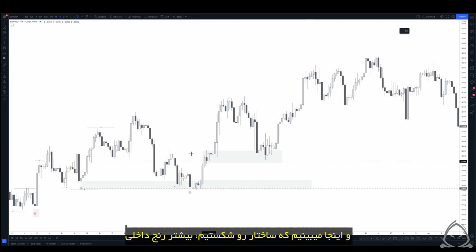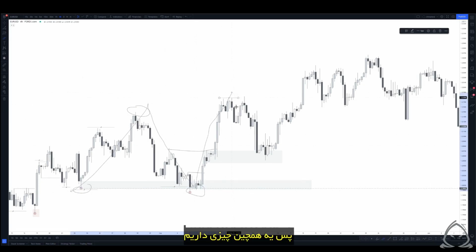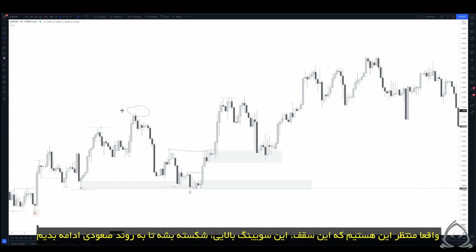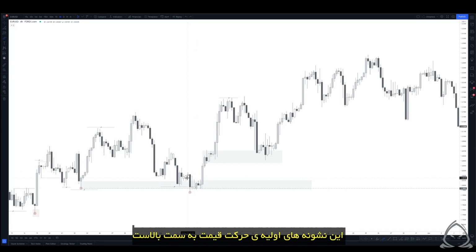And what we can see here is we break structure, a little bit more internal structure, because again, we have a swing point here, swing point here, swing point here. So we're doing something like that. We're really waiting for this swing high to be broken to continue the bull trend. But again, what we know about internal range liquidity is we're waiting for internal range liquidity to be taken. Those are early indicating signs that price is going to continue to the upside.